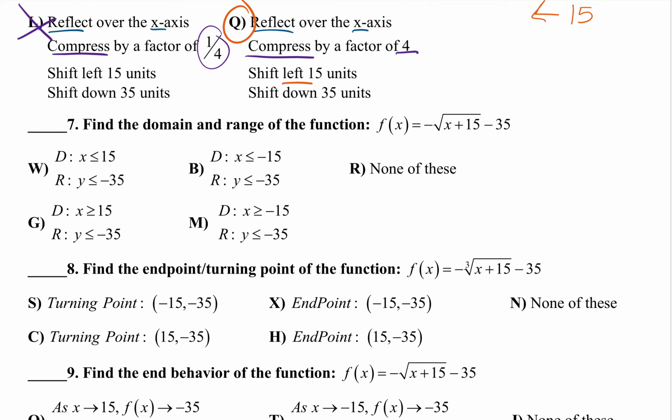My domain is always my H, my range is my K. And that's true for square root functions. Remember, if it's a cube root, if there's a little 3 right here for your index, it's just all real numbers. Alright, so my domain is x and negative 15. My range is y and negative 35. Now, that's before I do anything, right? I don't have the greater than or less than. So, just based on that alone, 15 is wrong. It has to be negative.